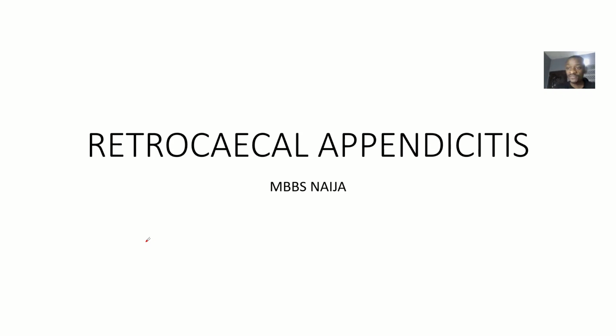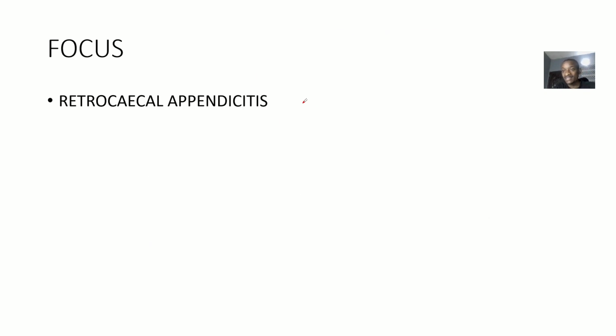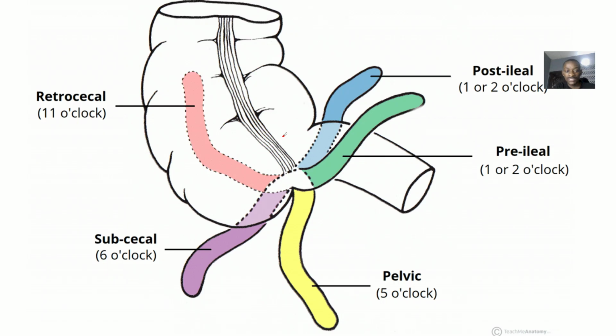Alright, so there's another variant of appendicitis, and this variant is actually behind the caecum. That's why they call it retrocaecal appendicitis. Anything retro means what? It is at the back. So if you have an appendicitis that is at the back of the caecum, you call it what?